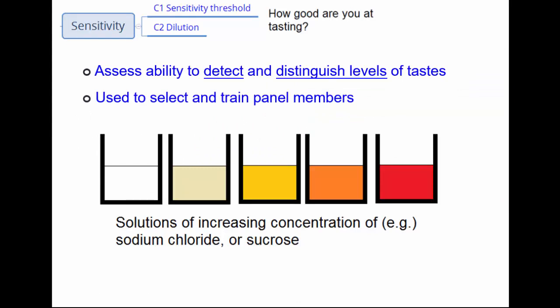So sensitivity tests, we did this in the lab, at least some of us did. They provide the basis for trained panel selection. So see the method done in the lab and the relevant British standard for more information. Basically your panel members need to be able to distinguish different tastes at different concentrations, at quite low concentrations.